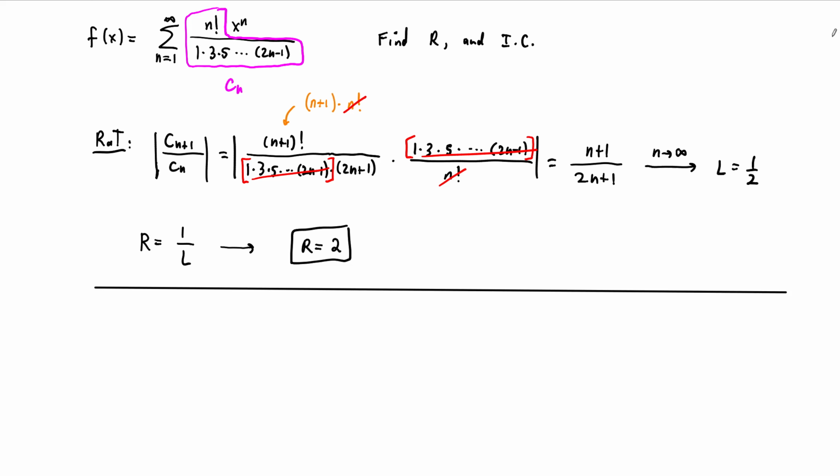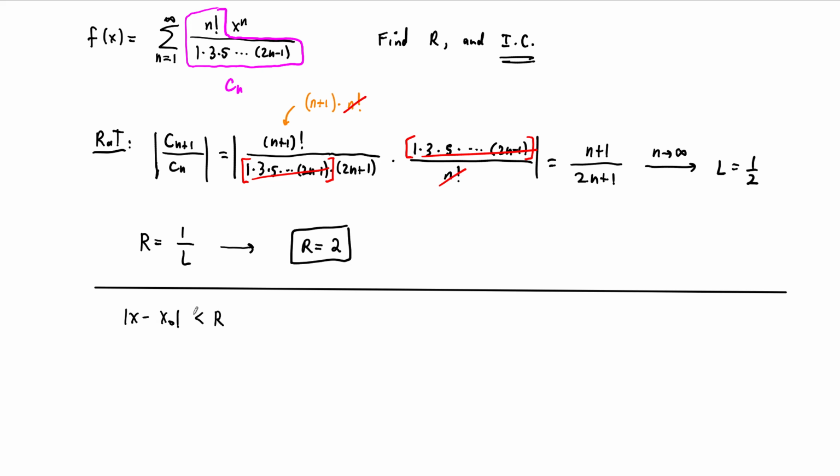The next question that we want to answer is, what about the interval of convergence? Remember that the interval of convergence is, first of all, an interval, and it's related very closely to r. So it's always given by the absolute value of x minus x naught being less than r.